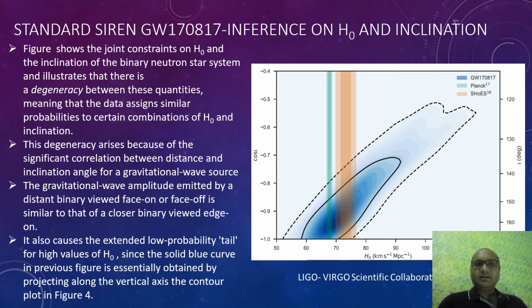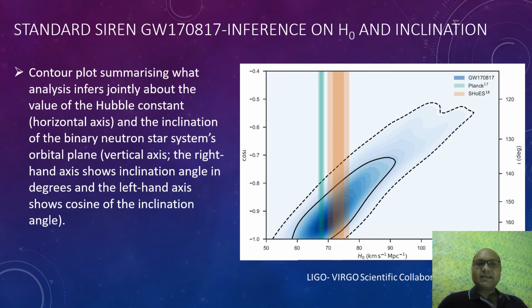The figure here now shows the joint constraints on H0 and the inclination of the binary neutron star system, and illustrates that there is a degeneracy between these quantities, meaning that the data assigns similar probabilities to a certain combination of H0 and inclination. It also causes the extended low-probability tail of high values of H0, since the solid blue curve in the figure is essentially obtained by projecting onto the vertical axis the contour plot in this figure. The contour plot summarizes the analysis that infers jointly the value of the Hubble constant and the inclination of the binary neutron star system's orbital plane.